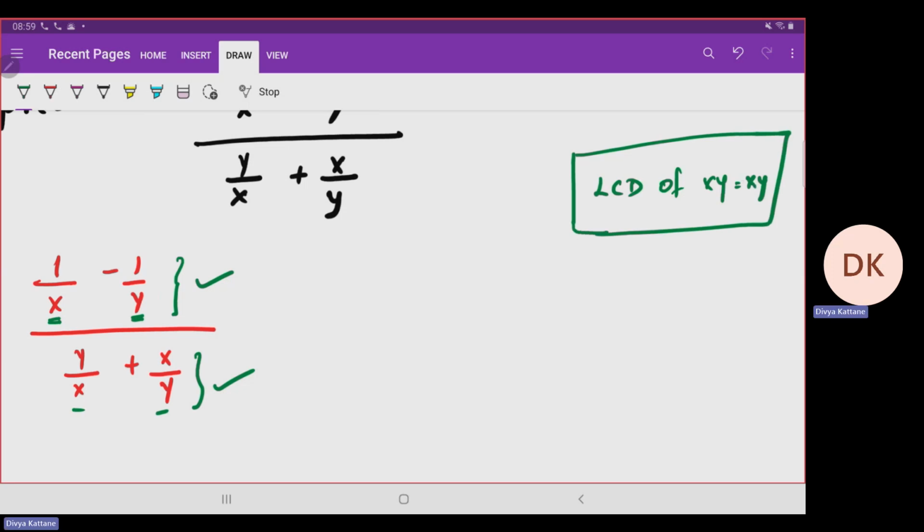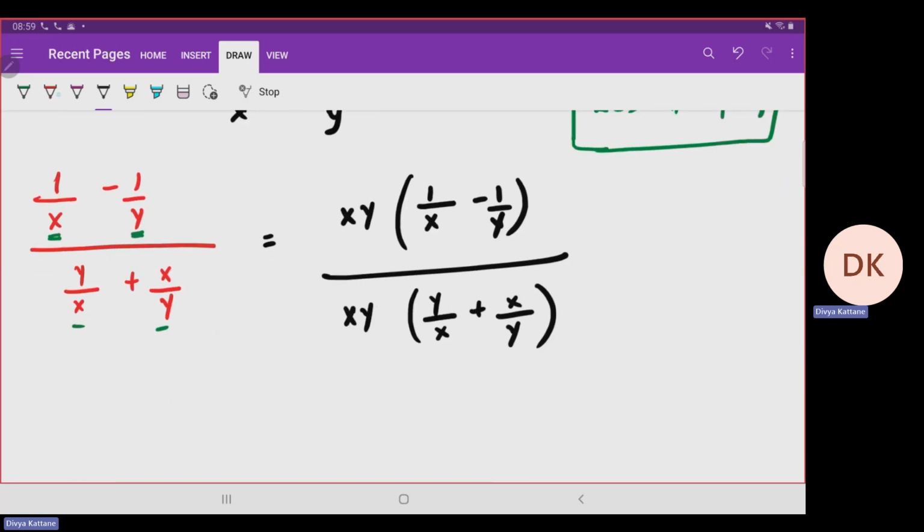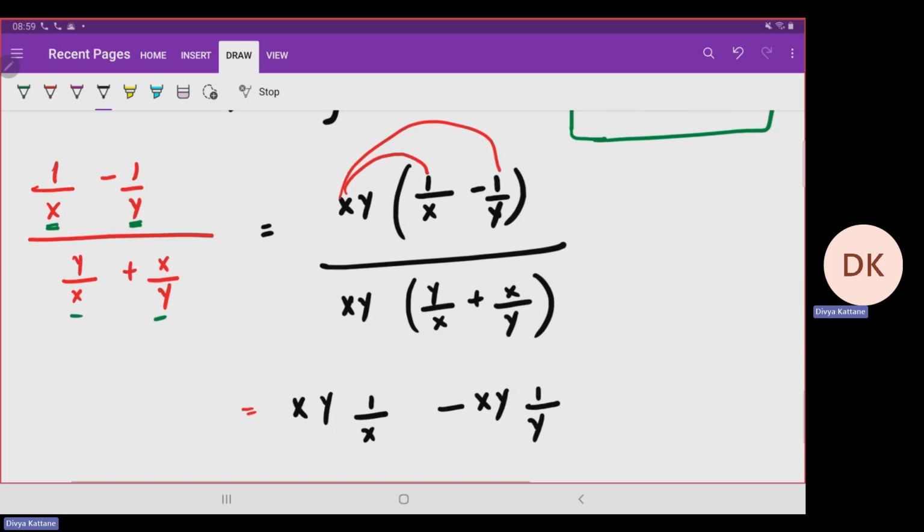So after finding the LCD, multiply the LCD on both sides, on the up and on the down. This is your LCD. I am multiplying the LCD with your up and multiplying the LCD with your down. So your question will not change. It will not change your question. xy cancel, you will get the same question. Now after multiplying, take this inside with each. So what happens? xy into 1 by x minus xy into 1 by y.